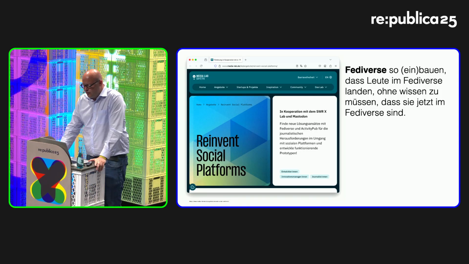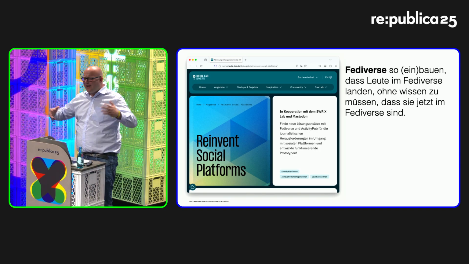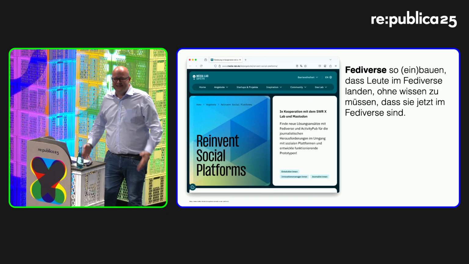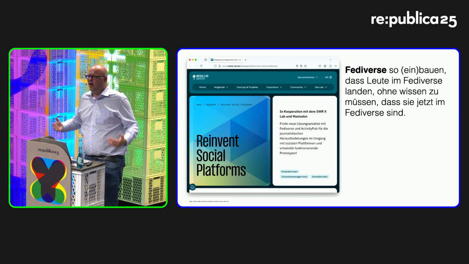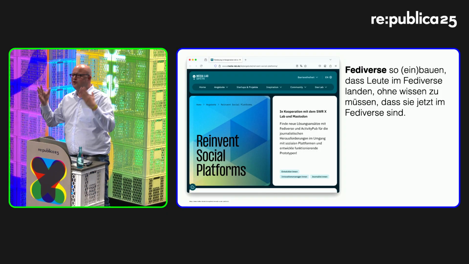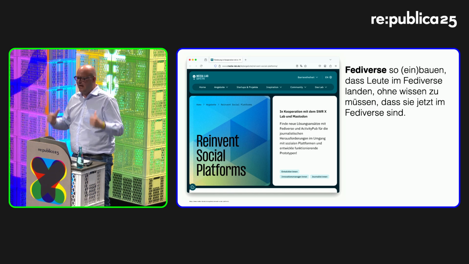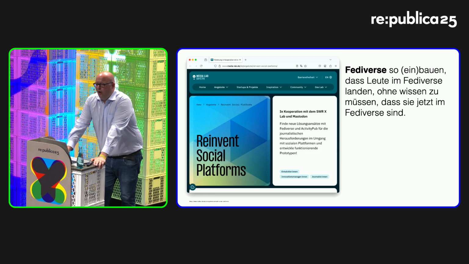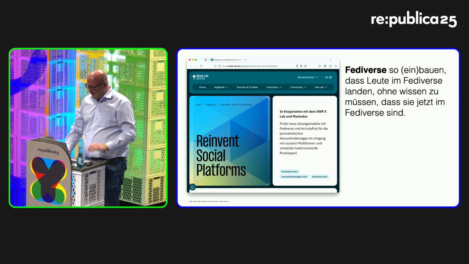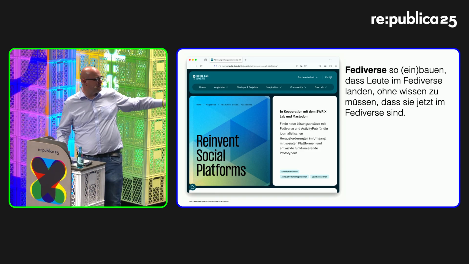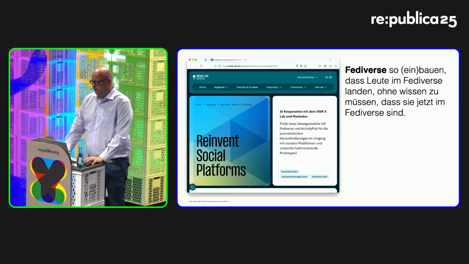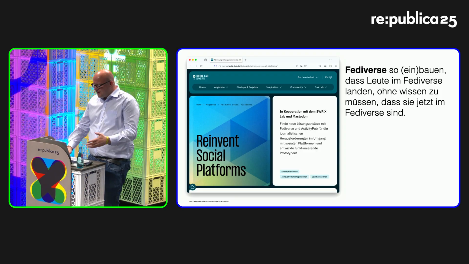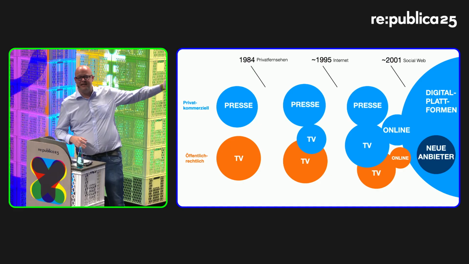Public broadcasting innovation also means including the Fediverse in platforms in a way that people end up in the Fediverse without knowing that they're on the Fediverse, because people also don't know how a TV works to turn it on. That's the best example. This too is something that people in public broadcasting are already working on, for example, in a cooperation between the SWR and Mastodon.